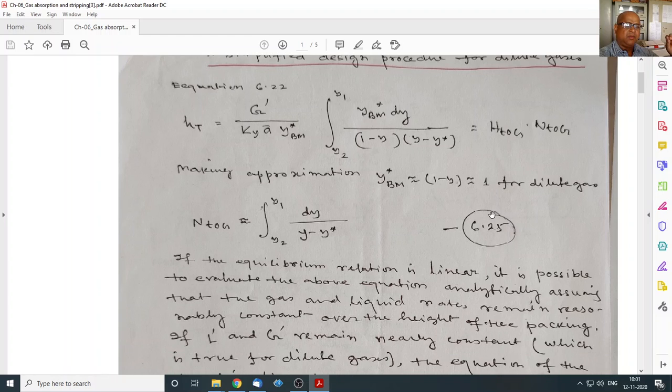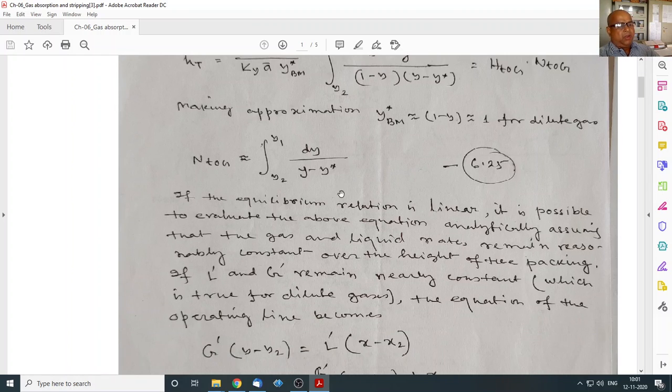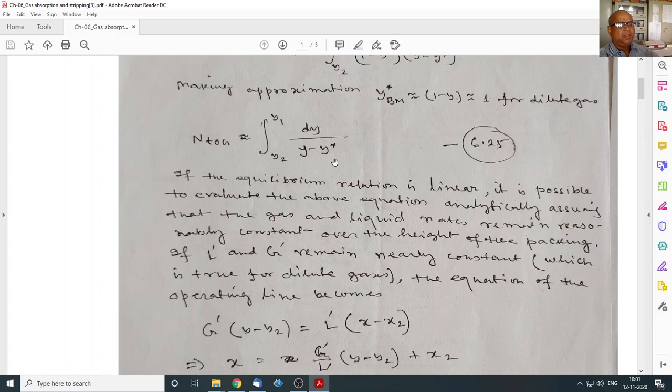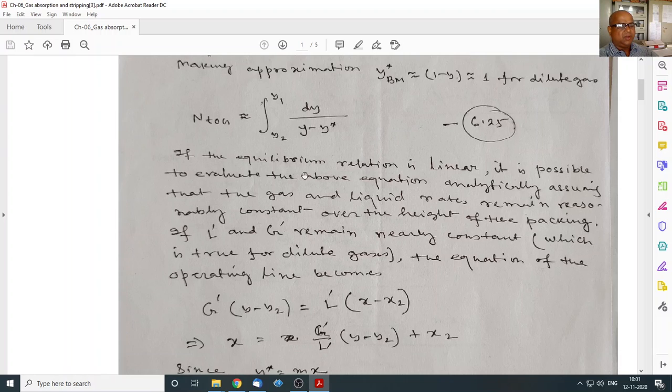So now if this assumption is true for dilute cases, then this will be 1 and this will be 1, so that NtOG comes as integral of dy over y minus y star. And what is y star? It is the equilibrium concentration corresponding to x, isn't it? So if this comes, then an analytical solution of this equation is possible. How? Let's see how it is coming.